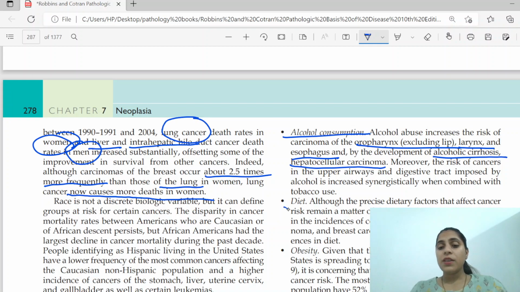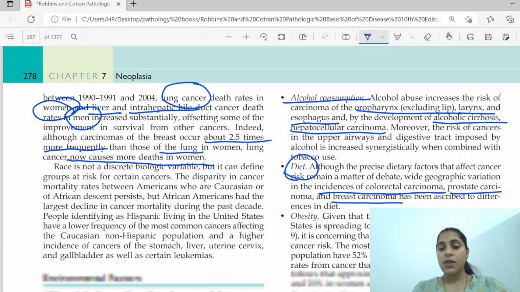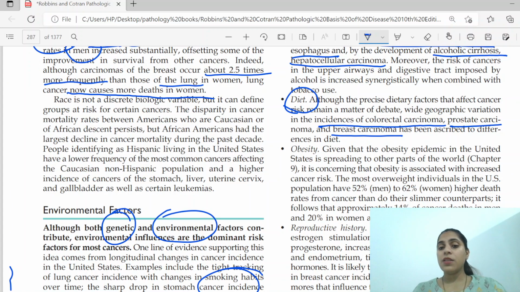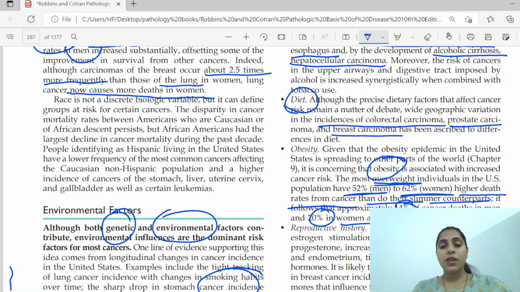Moreover, the risk of cancers of the upper airway and digestive tract is very synergistic if somebody is consuming alcohol along with tobacco. Then the dietary factors, although they are very debatable and studies are going on, have been seen to cause variations in colorectal carcinoma, prostate carcinoma, and breast carcinoma patterns with the diet. Then obesity. Obesity has been seen in the very developed parts of the world. Overweight is associated with higher death rates from cancer in 52% of men and 62% of women compared to their slimmer counterparts. It follows that approximately 14% of deaths in men and 20% of deaths in women are associated with obesity.